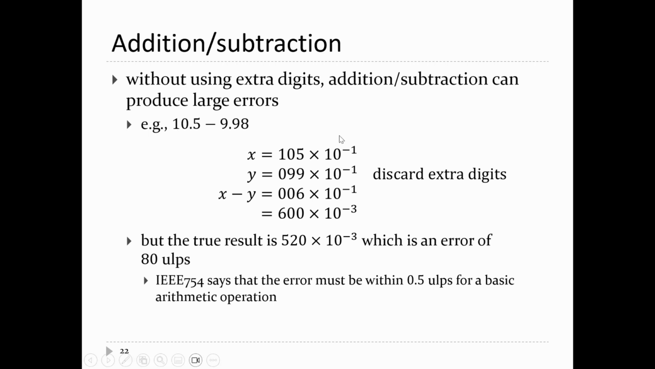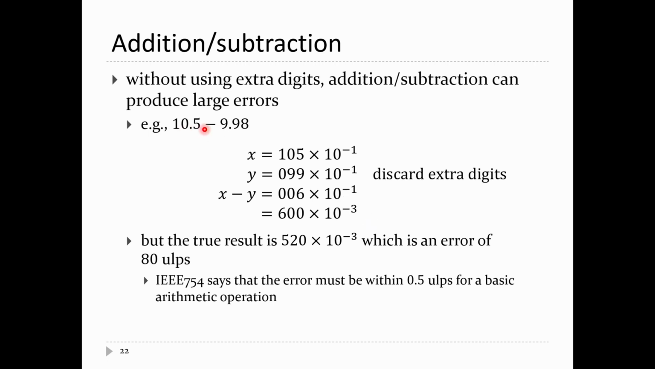But when you compute the difference in our floating point format, 10.5 becomes 105 times 10 to the minus 1. Now 9.98 becomes 099.8 times 10 to the minus 1. If you are in the situation where you can't keep that 0.8, I have to get rid of it somehow. So we throw it away, and now you compute the difference. You get 6 times 10 to the minus 1, which is 600 times 10 to the minus 3.